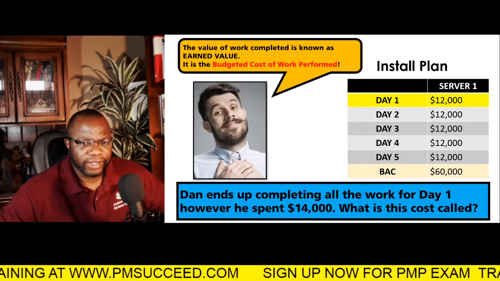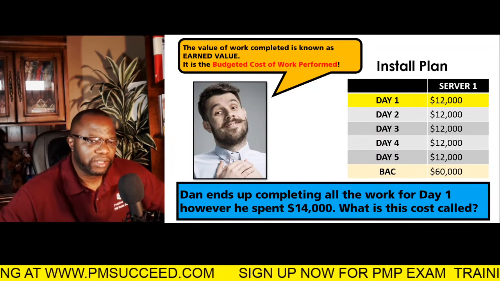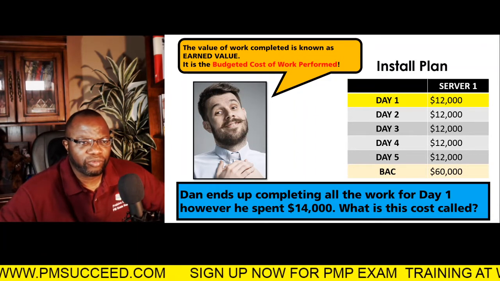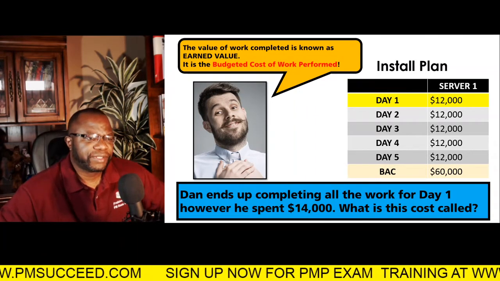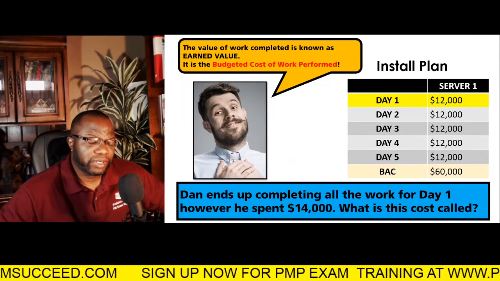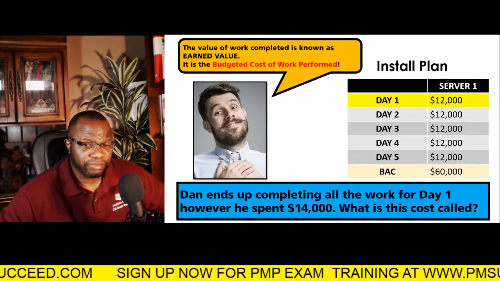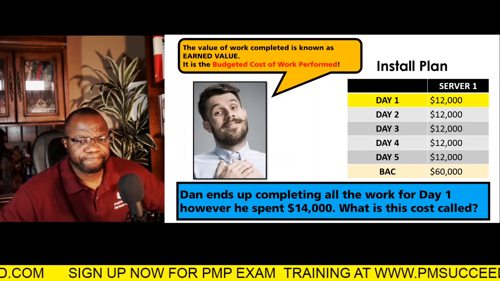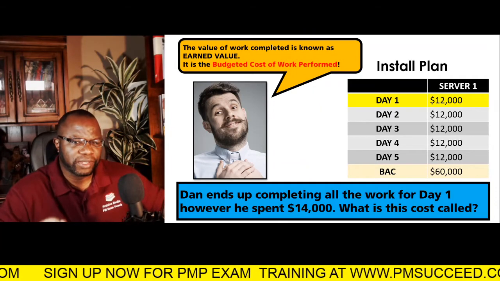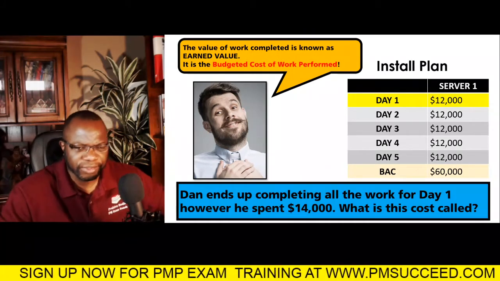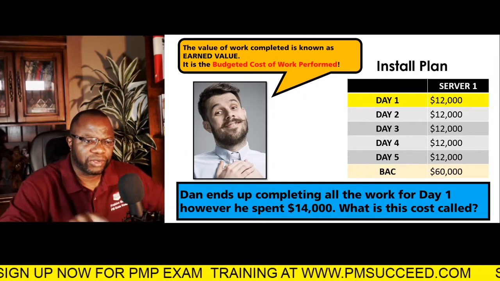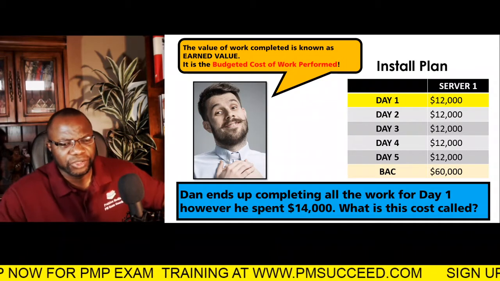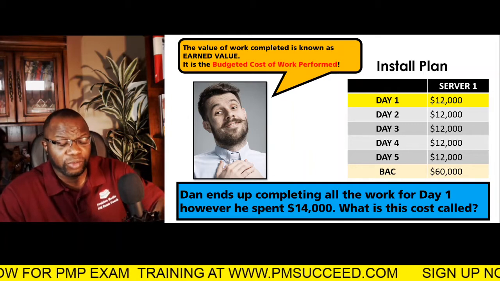It's known as the earned value. The earned value, the value of work completed, is also called the budgeted cost of work performed. My suggestion to you is know all the different ways this could be posed in a question. But earned value is the budgeted cost. Remember, the budgeted cost is $12,000. The budgeted cost of work performed. The budgeted cost for day one was $12,000.